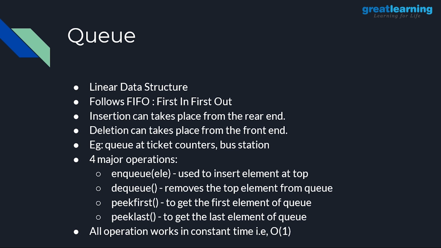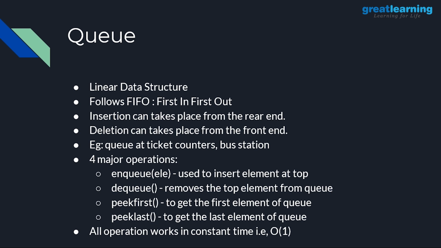What is that line? Whenever a new person comes, he goes from the rear side, right? And whenever a person buys his ticket, then he is removed from the front of the queue or front of the line, right? So in a similar fashion, queue also works. Whenever the insertion takes place, it takes place from the rear end, and deletion takes place from the front end, right? So there are some major operations that we do in a queue.